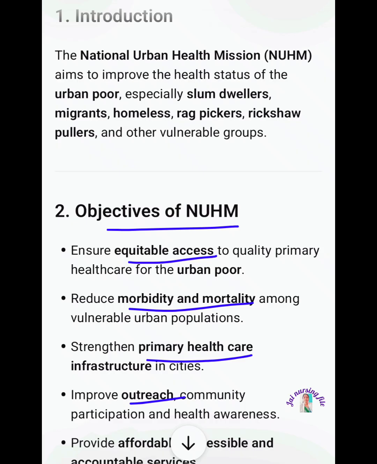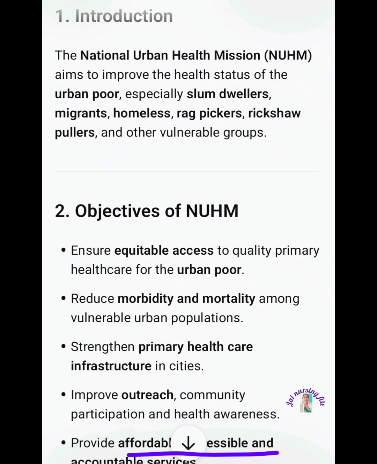Then strengthen primary health care infrastructure in cities, then improve outreach, community participation and health awareness, and then provide affordable, accessible and accountable services. So the NUHM mostly focuses on the urban population. So the objectives: equitable access, reduce mortality and morbidity, strengthen PHC infrastructure, improve outreach, and provide accessible, accountable services.